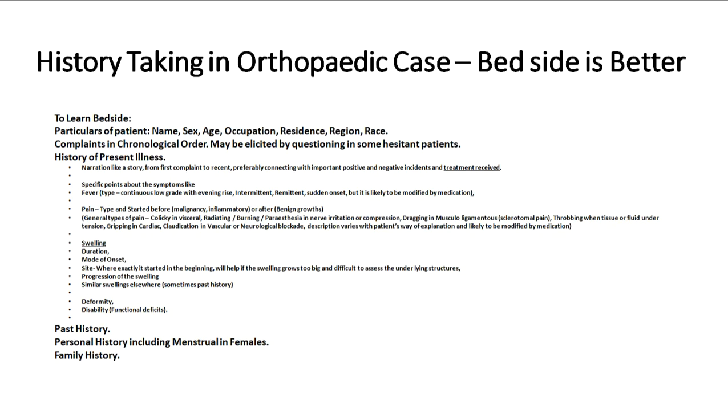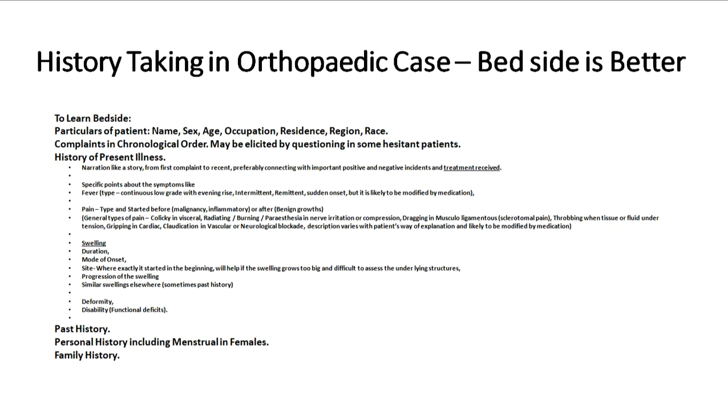Okay. So the pain type, and whether it started before the swelling is seen or after the swelling, to rule out malignancy or inflammation or any benign growth. And the general types of pain: colicky, visceral, radiating, burning, paresthesia in nerve irritation or compression, dragging in musculoskeletal and ligamentous, throbbing pain when there is fluid under tension, gripping in cardiac, claudication in vascular and neurological blockade. Description varies with the patient's way of explanation and is likely to be modified by medication.